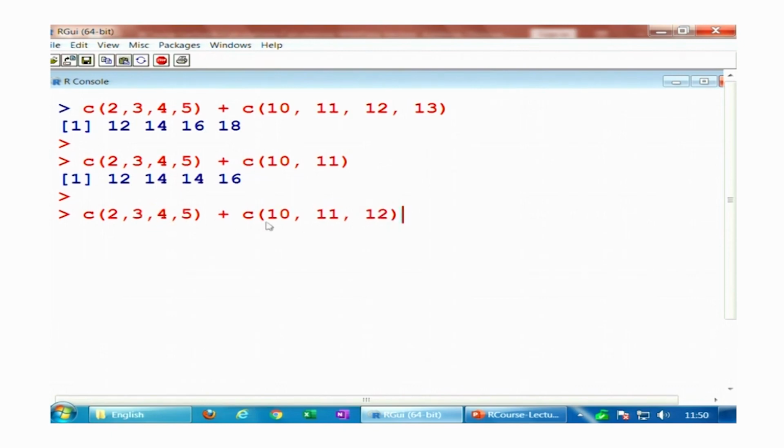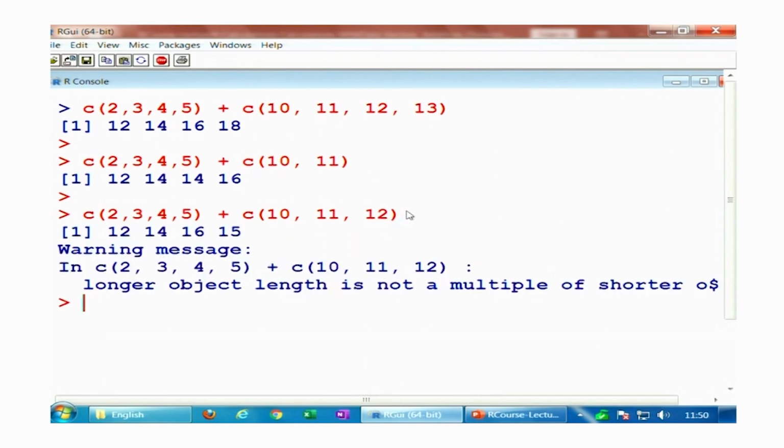And then after that there is nothing. So, the same data vector will be repeated again here, and the last value in the data vector 1, which is 5, will be added with 10. But now there are no more values in the data vector 1 where 11 and 12 can be added. So, 5 plus 10 will become 15, and after that R will give you a warning message that the longer object length is not a multiple of the shorter object length.